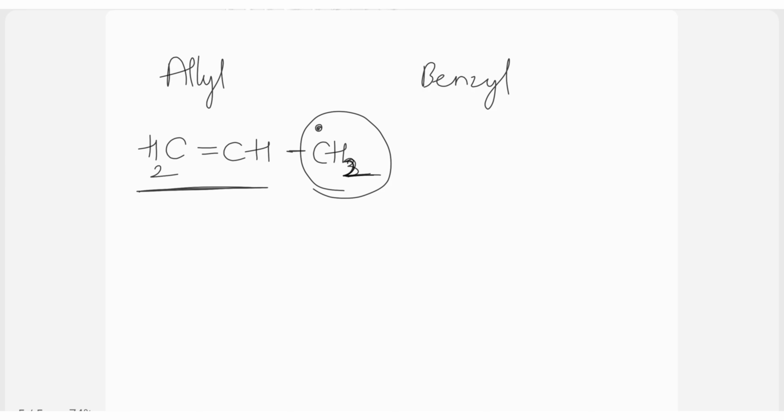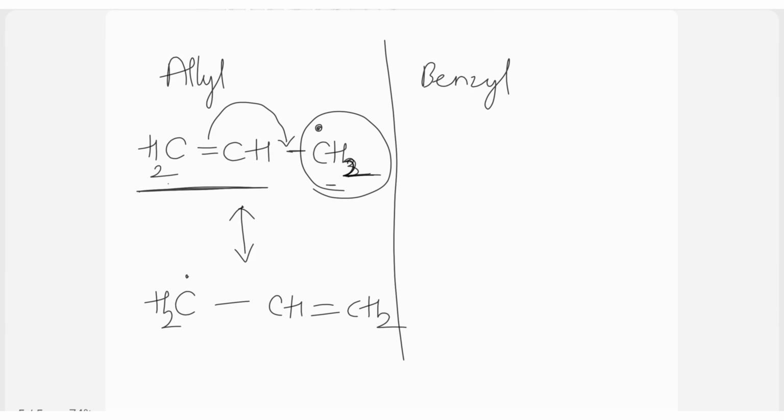What is an allyl free radical? Whenever there is a double bond, as in ethylene, if one of the hydrogens is replaced with a methyl group, this is considered to be allyl. A double bond attached to some group, such an arrangement is called allyl. Now this is stabilized by resonance, because this will shift here and you can see the free radical moving from this carbon to this carbon. So this way resonance will stabilize the allyl free radicals.